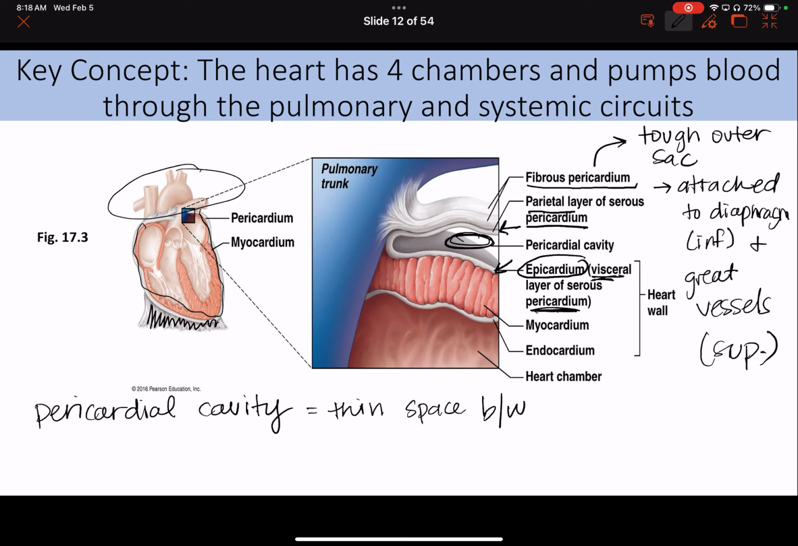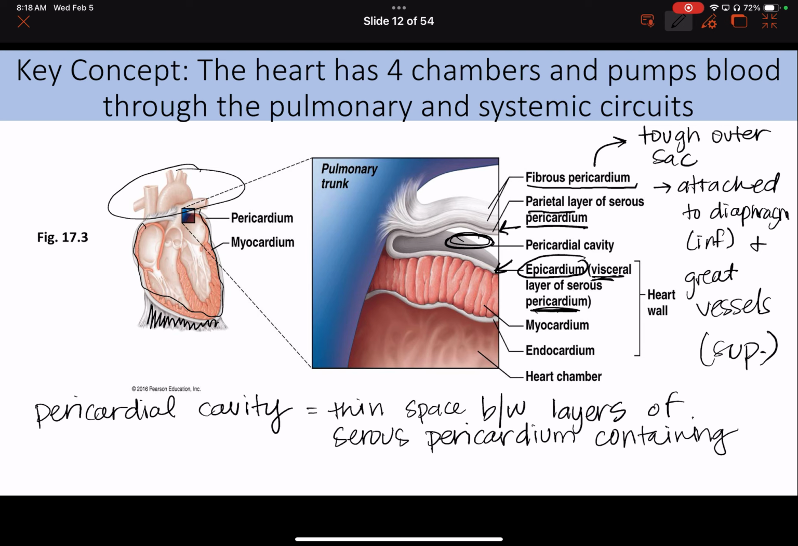And BW is for between. Between layers is the serous pericardium. Containing, does anybody remember what the fluid is in between? Serous fluid. Containing serous fluid. And that serous fluid is going to reduce friction from contraction.